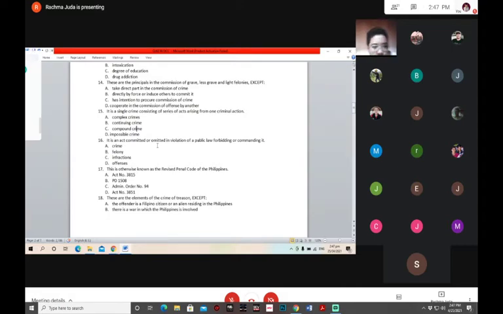Next, we have 16. It is an act committed or omitted in violation of a public law forbidding or commanding it. So, kani siya is kanang katong gina-define ni criminal law, di ba? So, answer there is Alpha, crime. Pero when moingon na siya, it is an act committed or omitted in violation of the Revised Penal Code, that's the time answer ka og felony. Kung in violation of special penal law, answer ka og offense. Pag in violation of city or municipal ordinances, answer ka og misdemeanor or infraction of law.